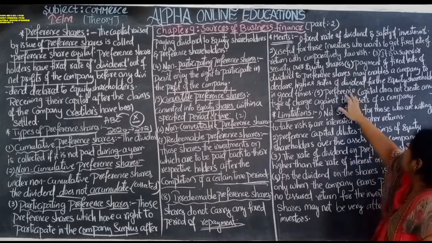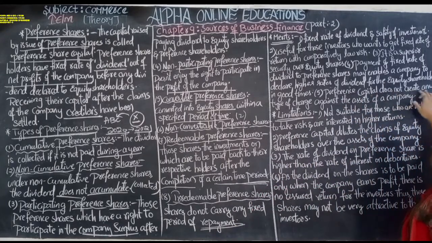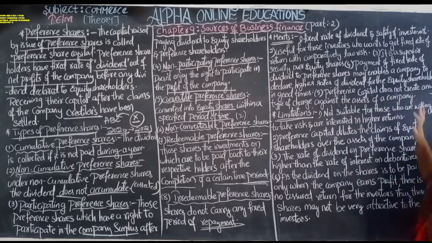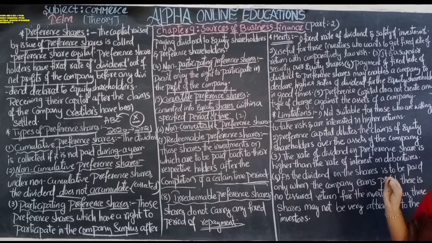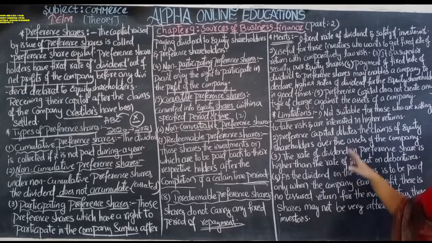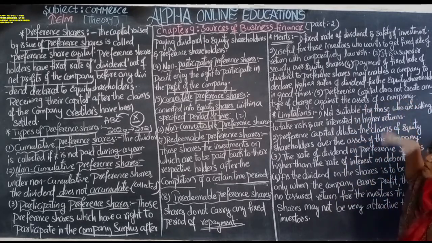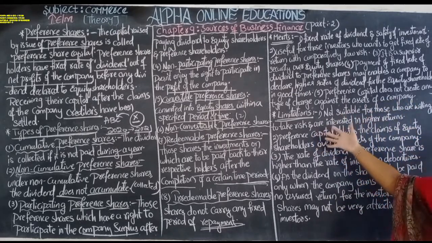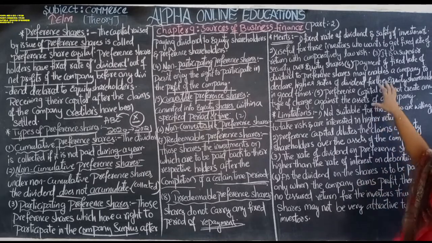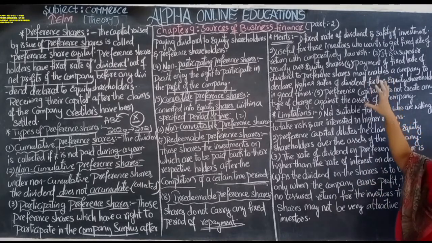Next one, preference capital does not create any charge against the assets of the company, because preference shareholders are not the owners of the company. So they are not going to charge against the assets of the company. So these are the advantages of the preference shares.